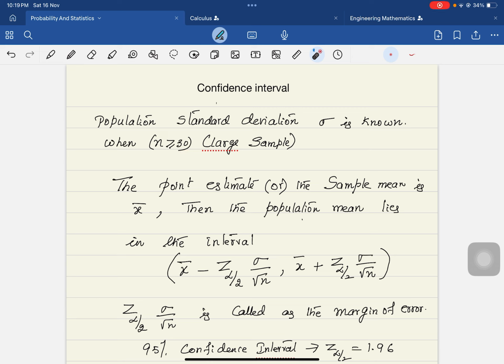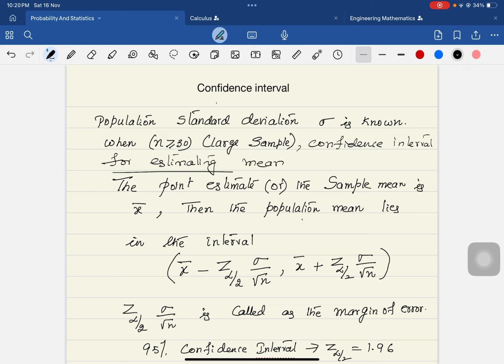So when the population standard deviation is known to us, what is the estimate for the mean? This is for the large sample. What is the confidence interval for the mean when the population standard deviation sigma is known? The confidence interval for estimating the mean is what we are now going to do.